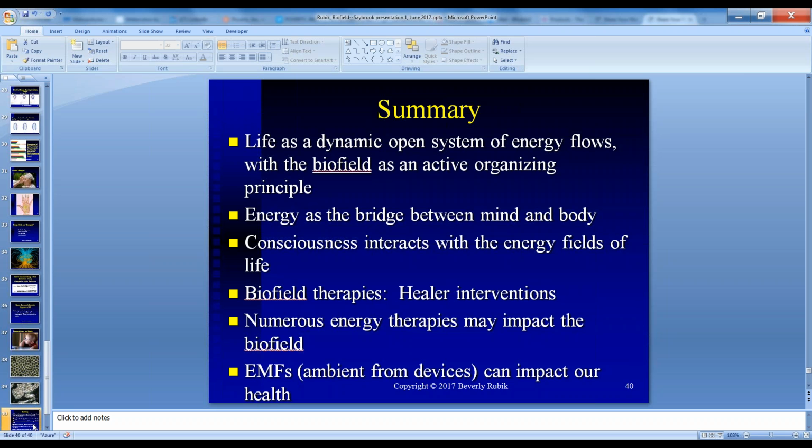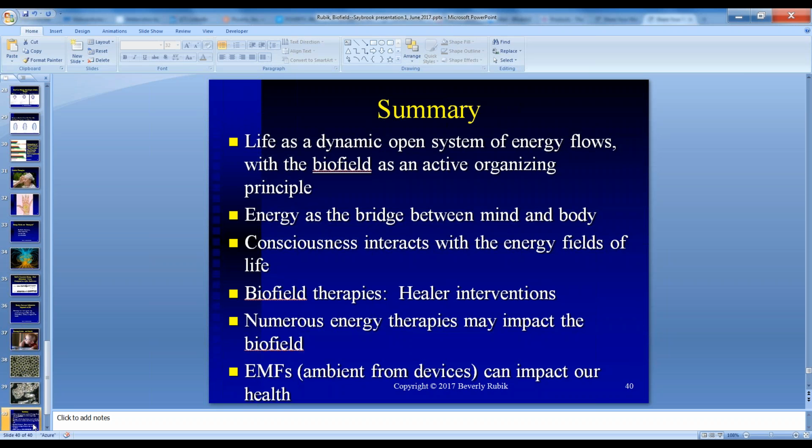And that's the principle of Oriental medicine. That energy is the bridge between mind and body. So when we shift our minds, the energy shifts, and then the flesh and blood follow. And consciousness itself can interact with the energy fields of life, again, through intention, through will, through shifting our emotions. We shift our energy.